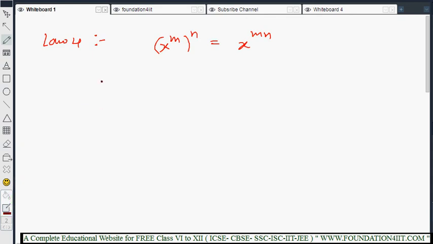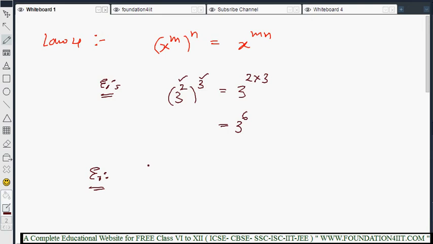So check the example: 3 to the power 2 whole to the power 3. Then we can write 3 to the power 2 into 3. Okay, these both powers we just multiply. That is 3 to the power 2 into 3, which is 6. So finally the answer is 3 to the power 6. Okay, let us take one more example.